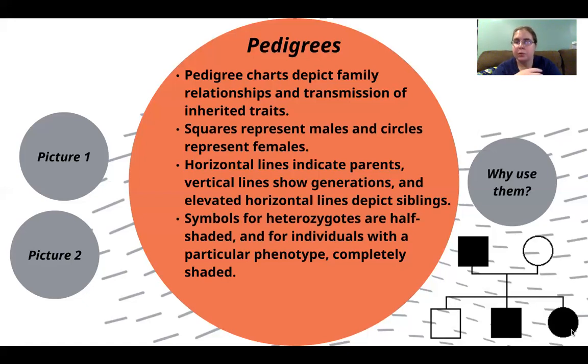Sometimes if a person is a carrier or a heterozygote for a particular trait, they might show them half shaded. If they are shaded completely, then that means they have whatever trait we are looking at. So in this pedigree, there are 1, 2, 3 people with the trait that we are tracking. Whatever it is, 3 individuals are expressing it. And then there are 2 that are not shaded, so there are 2 that do not have the trait.